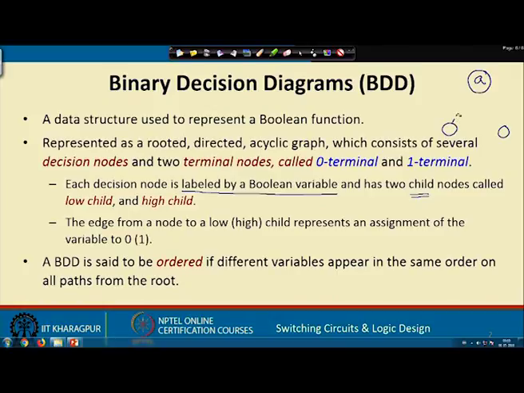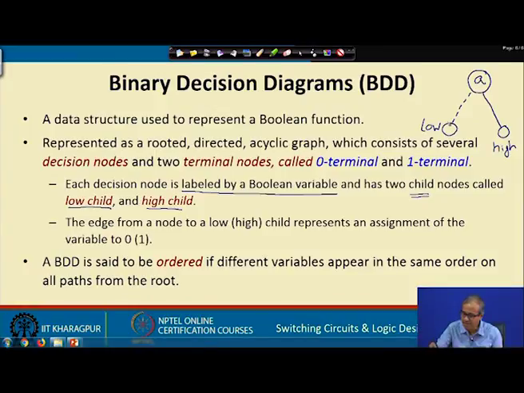I am showing two different kinds of edges, one dotted and one solid. The left one I call the low child, and the right one I call the high child. This is the convention. Every decision node will be labeled with a variable a and will have two children, left and right. Left indicates the dotted line, right indicates the solid line. They are called low child and high child.